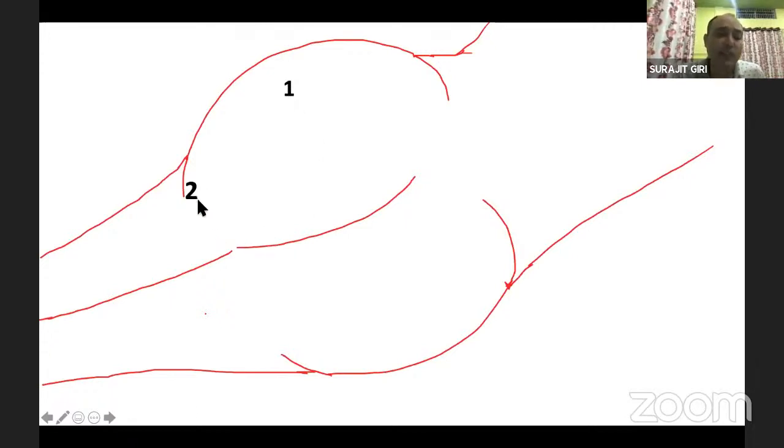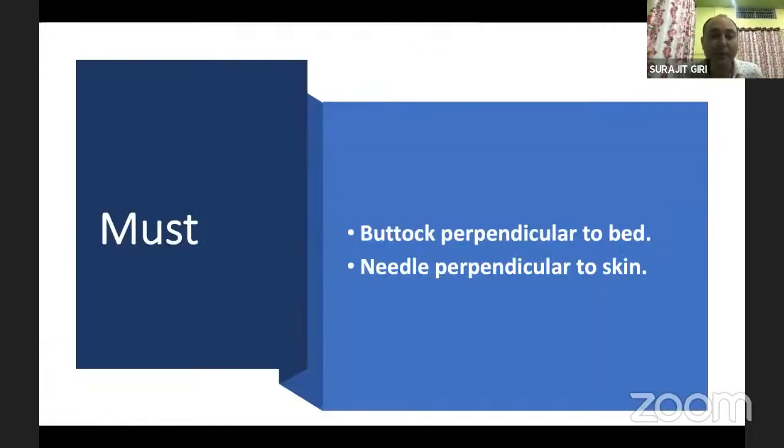The same thing applies to the infragluteal approach, that is, at the level of the gluteal fold. We go 10 centimeters lateral to the intergluteal sulcus. So this is our landmark. But the must-do thing is that the buttock that is resting over this bed should be perpendicular to the bed, and the needle should be perpendicular to the skin.